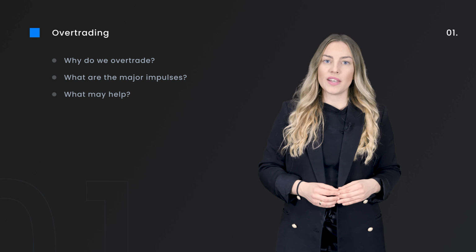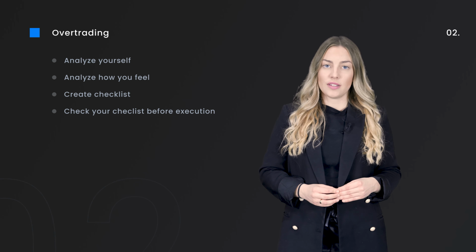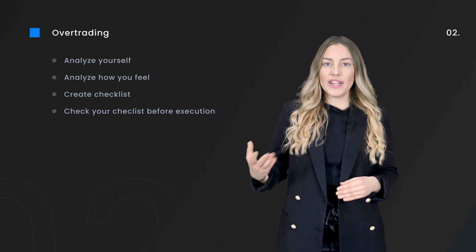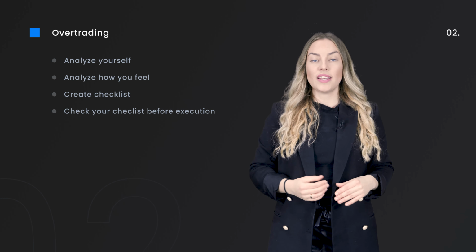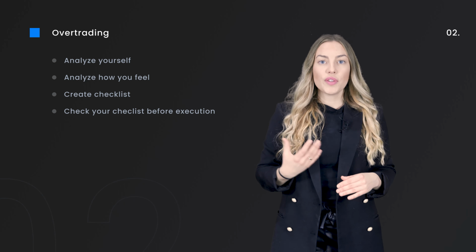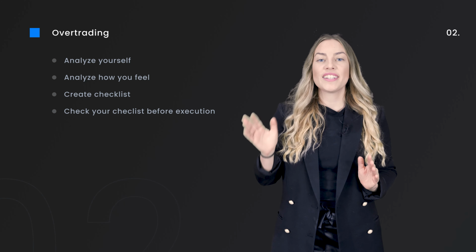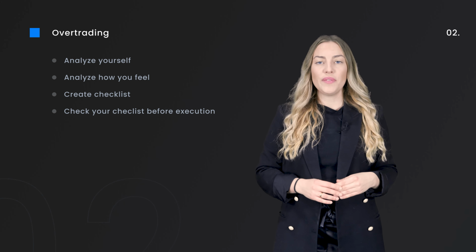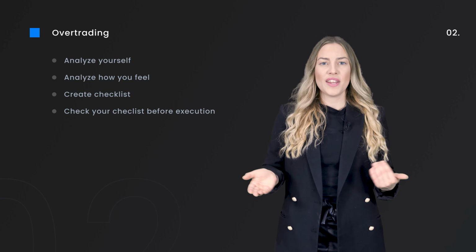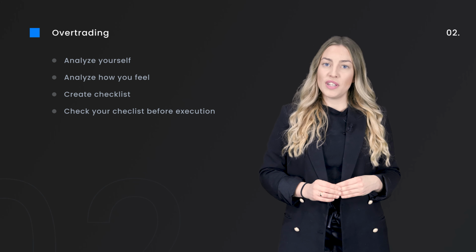The only way to prevent it is by analyzing yourself as much as possible. Analyze how you feel in various situations. You must become aware of those tricky situations when your emotions tend to take over. Create a checklist with all criteria that your trades must meet before the execution and put it somewhere near your screen. It must be in front of your eyes all the time. Because trading without a plan is like going to the supermarket without a shopping list. You will end up buying things that you don't need and may not even be good for you.